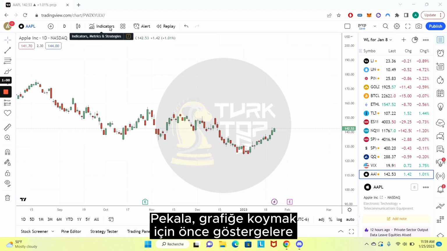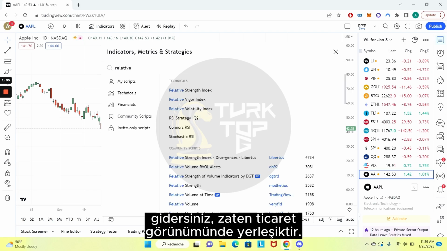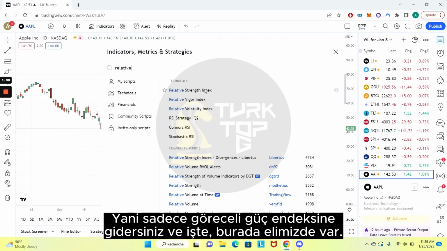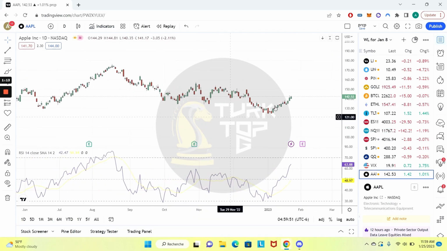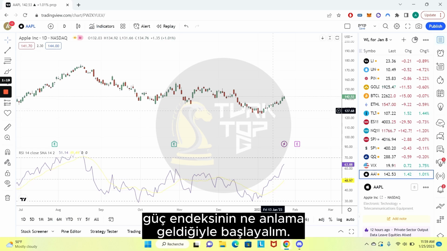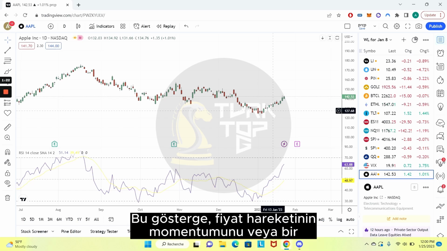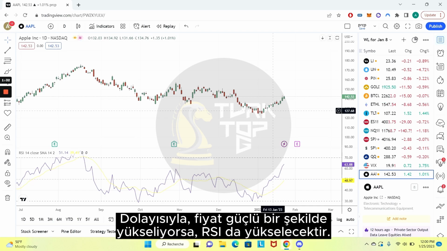Alright, so to put it on the chart, you first go to the indicators. It's already built in TradingView. So you just go to the Relative Strength Index and voila, we have it here. So now let's start with what RSI stands for, what this Relative Strength Index means. This indicator is used to assess the momentum or the power of the price movement. So if the price is going up strongly, then the RSI will move up as well.